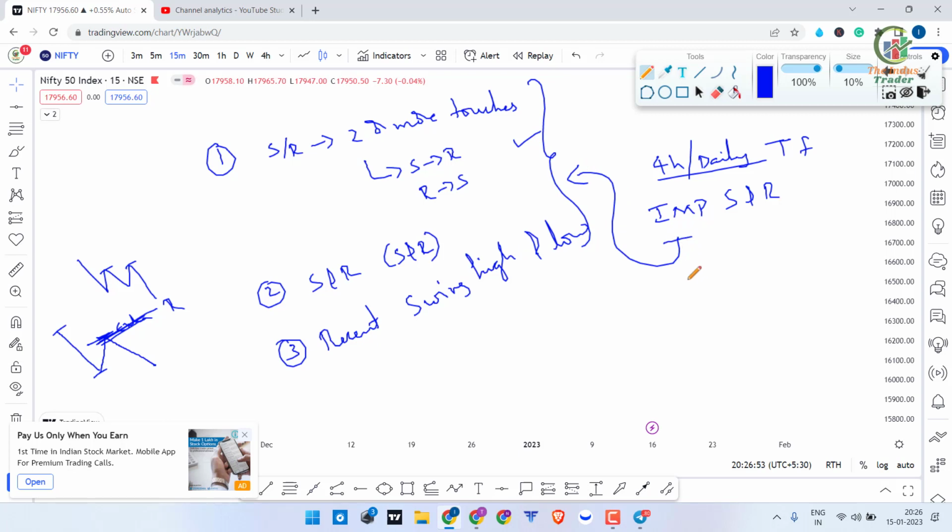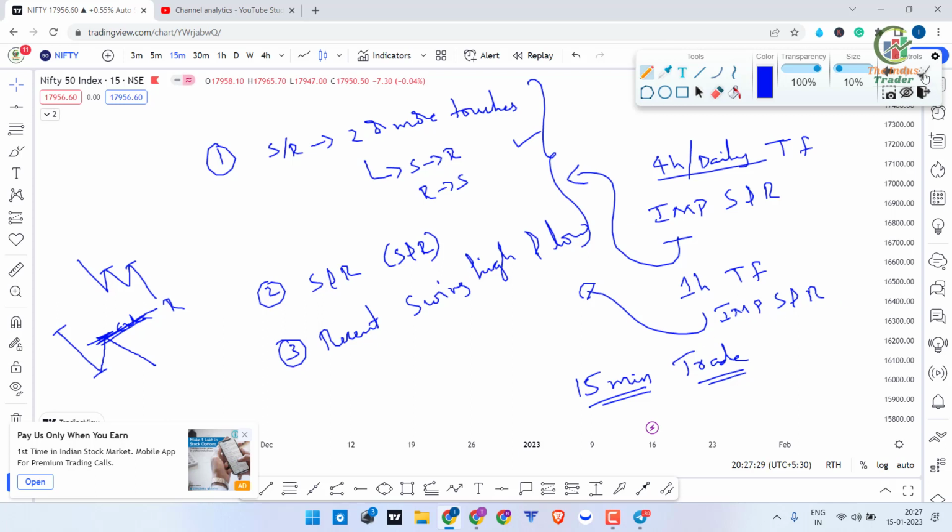Then you will switch back to the 1 hour time frame, and again you draw all the levels which are satisfying this criteria. Again you will draw important support and resistance. Now you will move to the 15 minute time frame and you will take the trade. In the next video I will show you how to trade, but in this concept I hope you understand how to draw horizontal support and resistance.